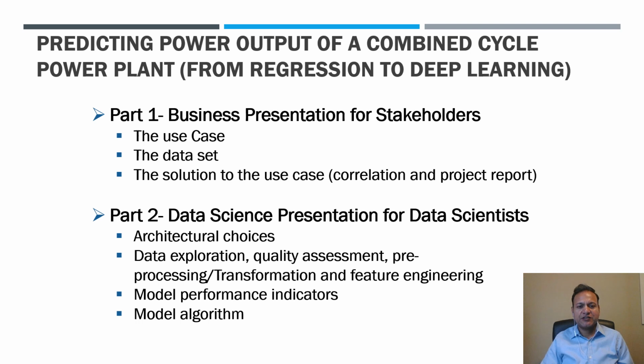The second part of the presentation is data science presentation, and it's for data scientists. I will show you what architectural choices I made, and then how data was explored and its quality was assessed, and then how it was pre-processed and transformed before we delved into feature engineering. And then I'll talk about how feature engineering, which is an important component, was accomplished by using correlation metrics. Then what model performance indicators were used, what was their justification, and then I'll show you my code for model algorithm.